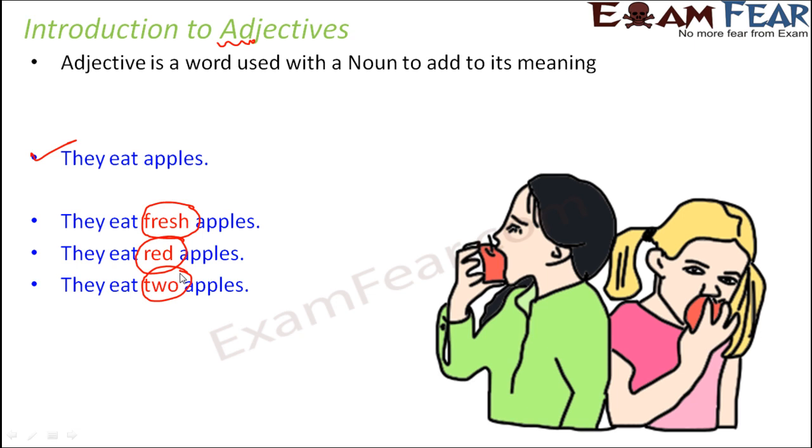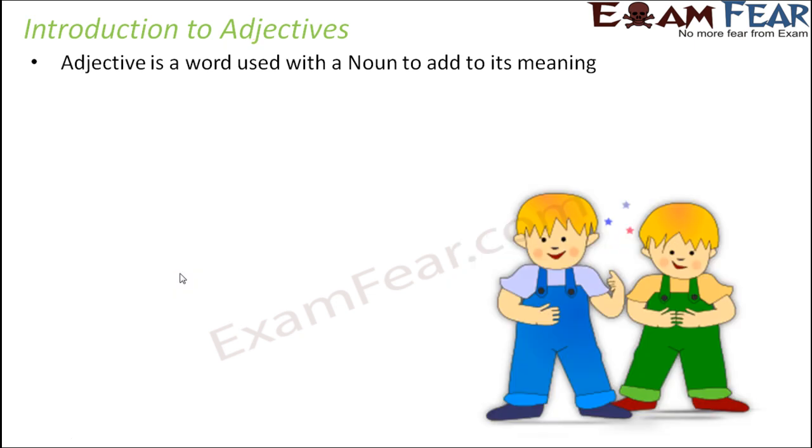So if you look at this example, in the first example, fresh tells us the quality of apples. In the second example, red tells us the appearance of apples. And in the third example, 2 tells us the number of apples. So whether it is the quality or the appearance or the number, they are all concerned with the apples. That means adjectives are those words which will give some more meaning to the noun. Right? Now we will look at some examples.